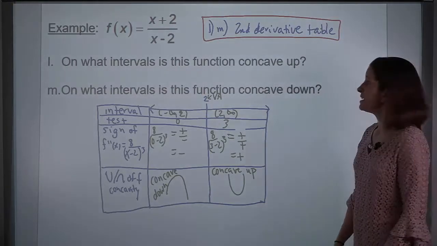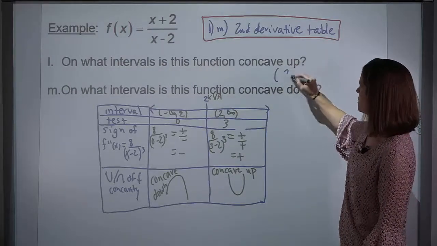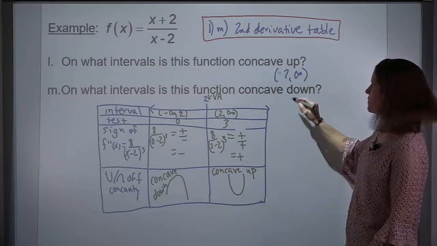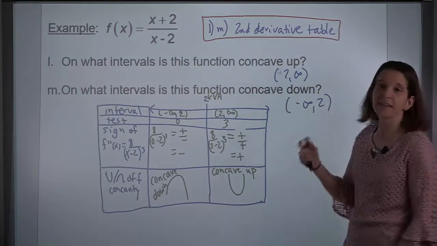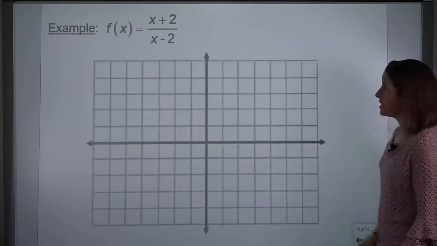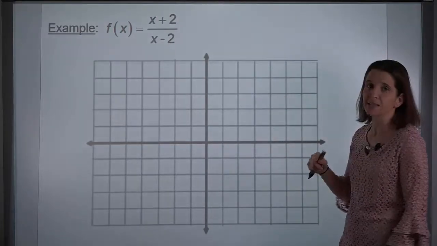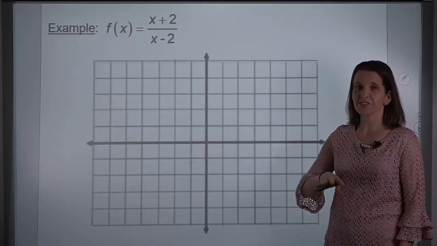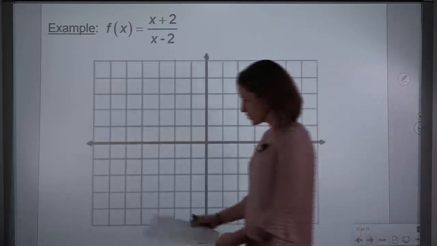Then lastly, I need to summarize that. Concave up, 2 to infinity. Concave down, negative infinity to 2. So I would write that in. And then on the last page, or the last part, if you're asked to graph it, then that's what we're going to do. Again, that's actually easier to do when you have it all on one nice page, but we got to go back and think what we had.